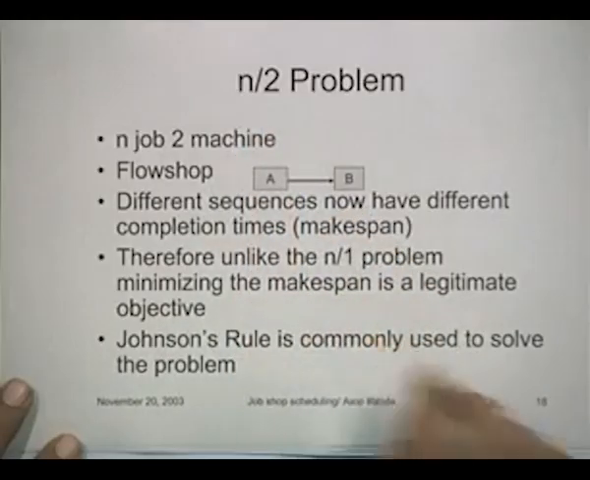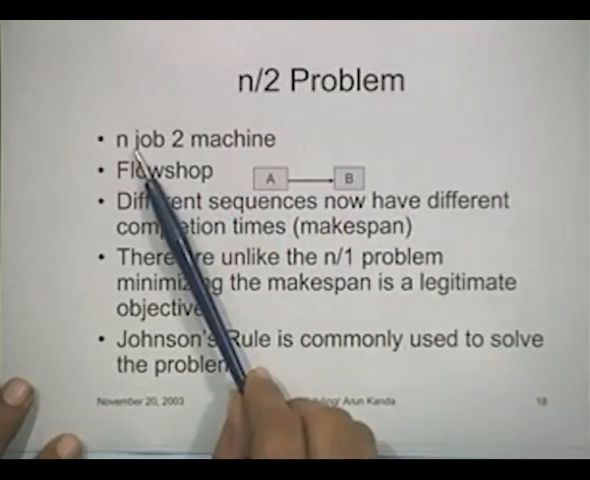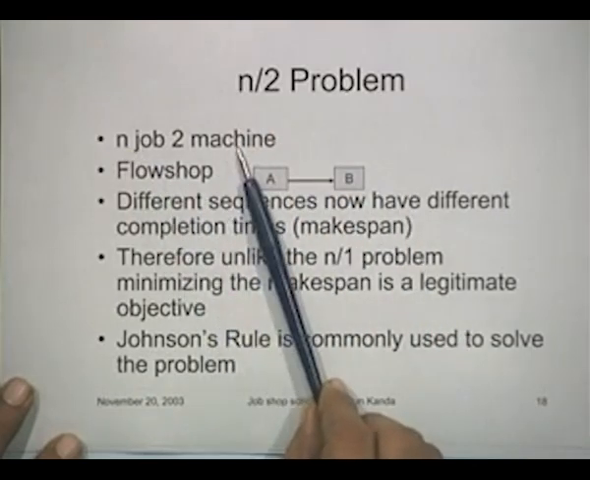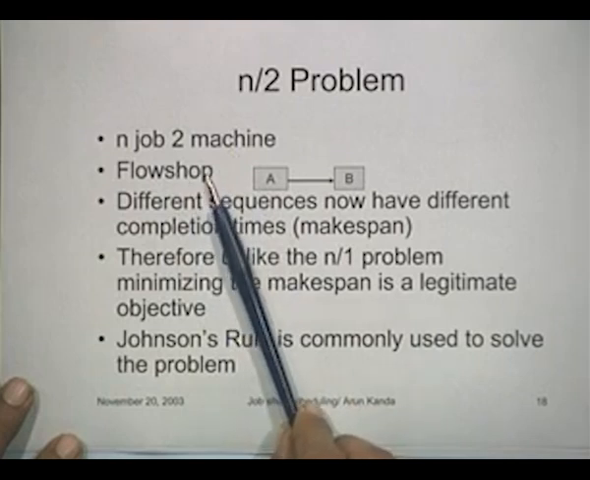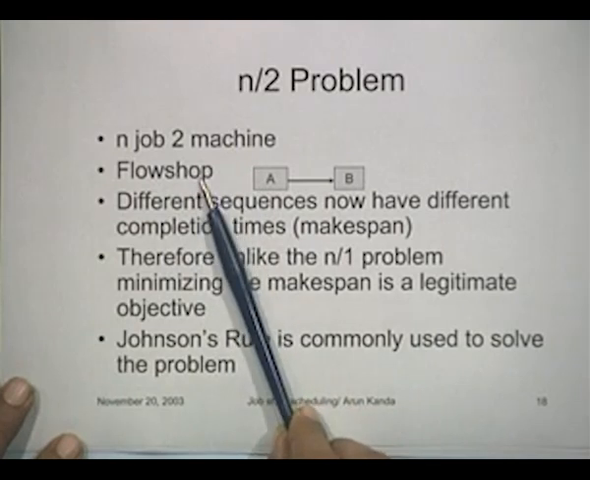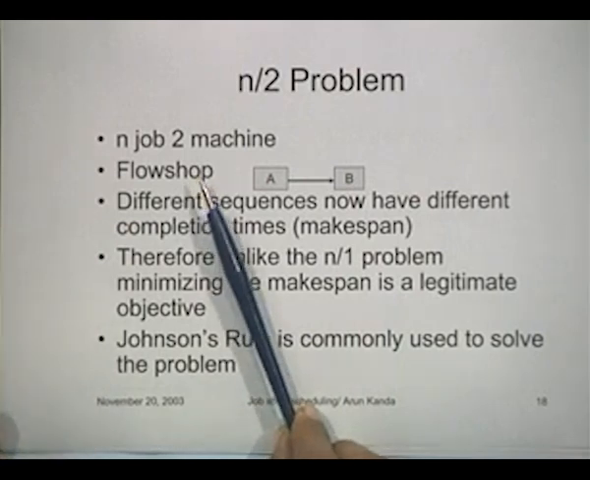So after the N1 problem, we now have N jobs and 2 machines. So we are now considering a situation where there are N jobs, 2 machines, and it's a flow shop situation. If it's a job shop situation, we don't have an exact solution procedure for that particular case. As I indicated to you, we are discussing only those situations for which exact solutions are available.